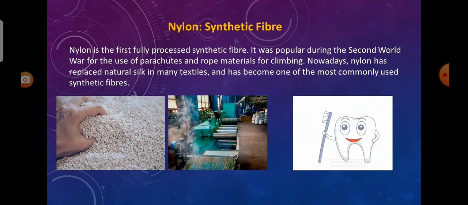Now we say about nylon. That is a synthetic fiber. Nylon is the first fully processed synthetic fiber. It was popular during the Second World War for the use of parachutes and rope material for climbing. Nowadays, nylon has replaced natural silk in many textiles and has become one of the most commonly used synthetic fibers.